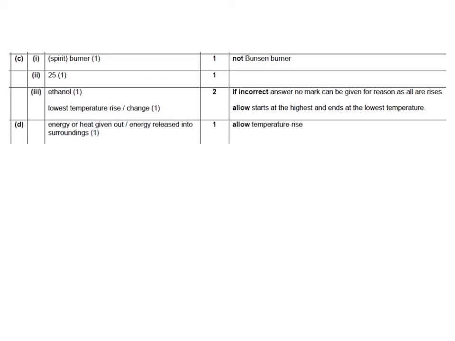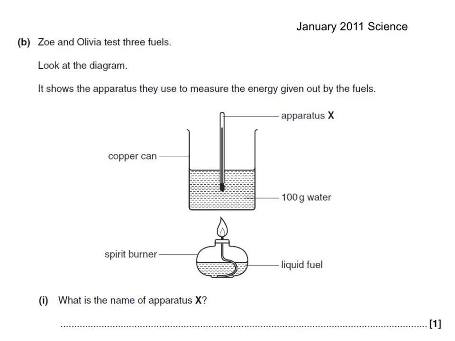So here's the answers. The piece of apparatus was a burner or spirit burner. The initial temperature was 25 degrees. The fuel which gives off the lowest amount of energy is ethanol because it gave the lowest temperature rise. And an exothermic reaction is one where energy or heat is given out or released to the surroundings. Here's another question. It says Zoe and Olivia test 3 fuels. Look at the diagram. It shows the apparatus they use to measure the energy given out by the fuels. And again, it's a familiar apparatus with 100 grams of water in a copper can. The name of the apparatus X would be a thermometer.